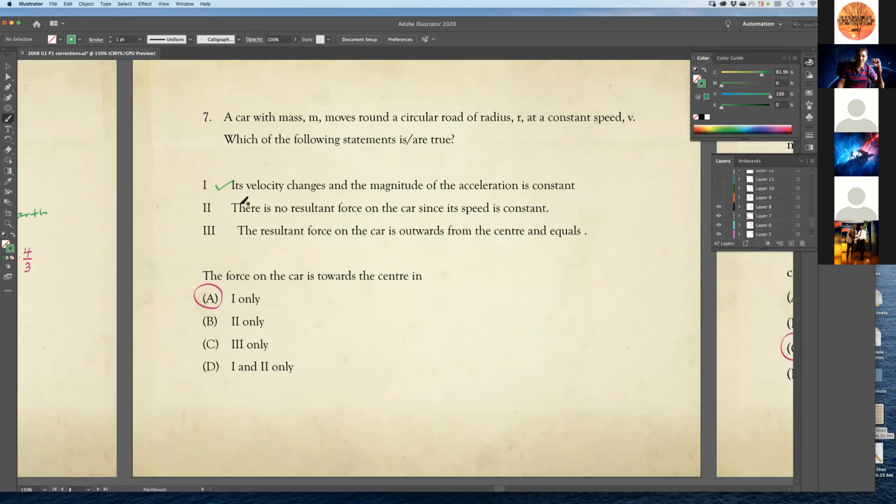There's no resultant force. That's absolute rubbish. Once there's circular motion, there's a resultant force towards the center of the circle. That force is called the centripetal force. And this one is pure and utter rubbish. The resultant force on the car is outward. All right, so we understand the answer is E. Got it?